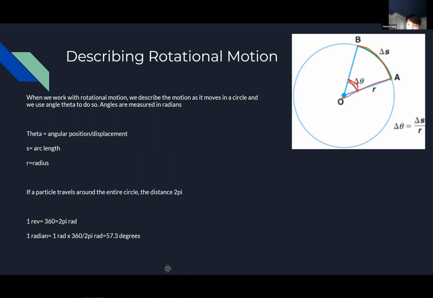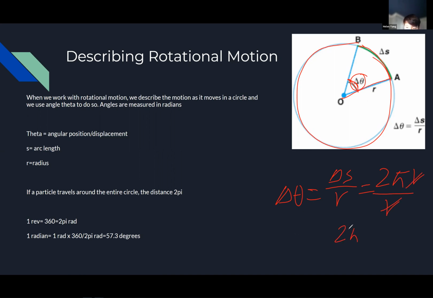To find angle theta, delta theta, which is the change in theta, is equal to the change in the arc length divided by r, which is the radius. If a particle travels around the entire circle, the distance is the circumference, which is 2 pi r. So it would be 2 pi r divided by r, which is 2 pi.